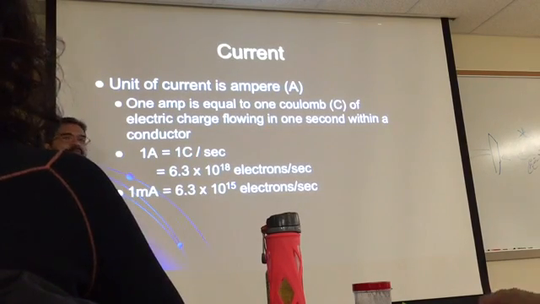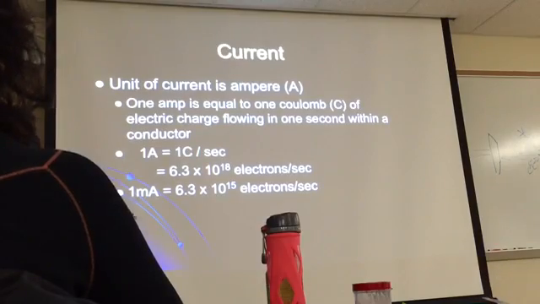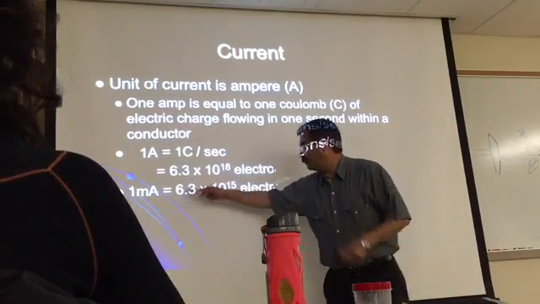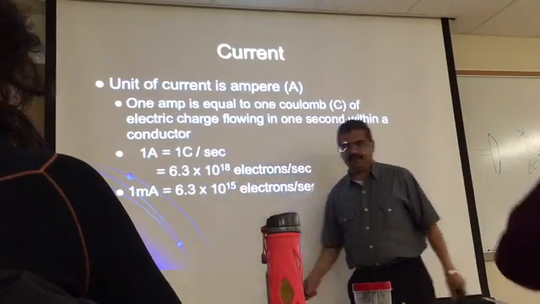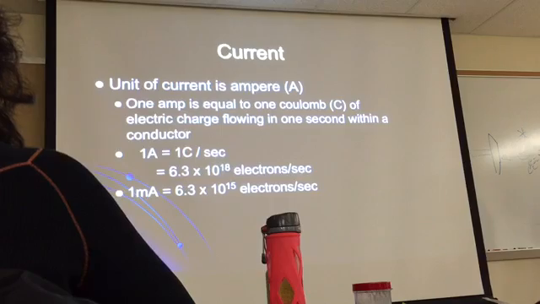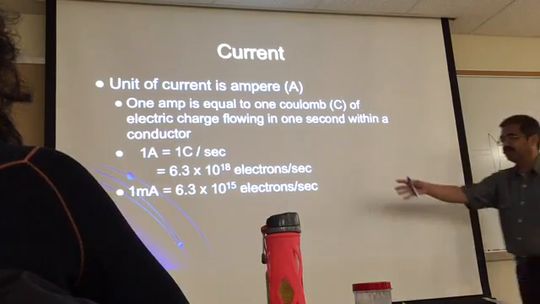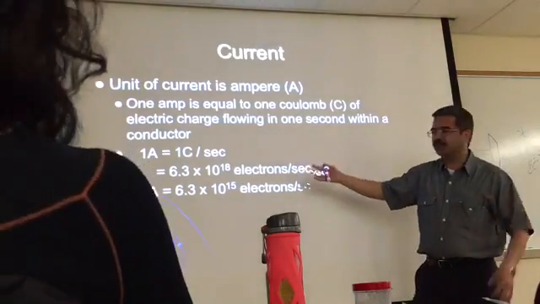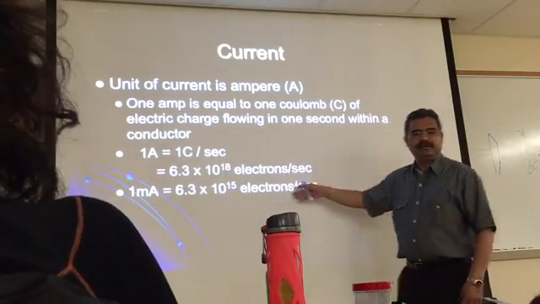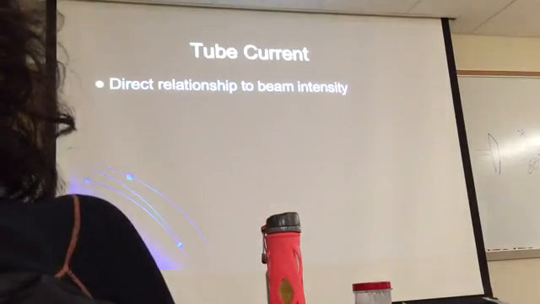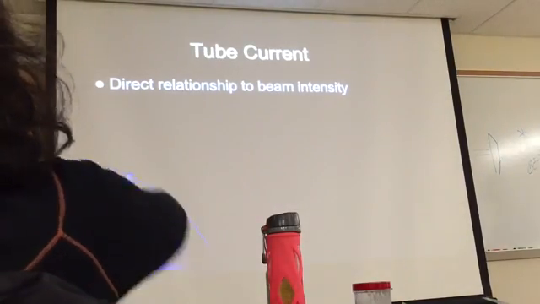1 milliamp, which is more of what we use, you just cut 3 there, so 10 to the 15 electrons per second in 1 milliamp. So there are a lot of electrons flowing, lots of them. Like 10 to the 16 is more common. All right, now tube current has a direct relationship to beam intensity.